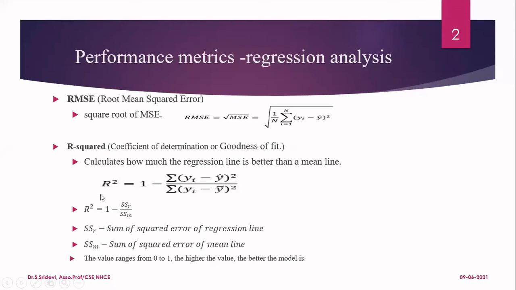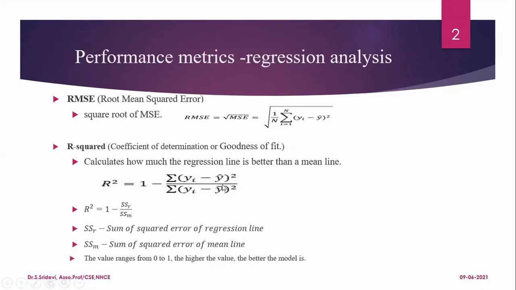So R squared is written as 1 minus sigma (Ya minus Y cap) the whole squared, divided by sigma (Ya minus Y bar) the whole squared. Now you know what Ya is. It is the actual output you want in the sample. And Y cap is the output you are predicting from the regression line, that is, the line we are plotting from our model.